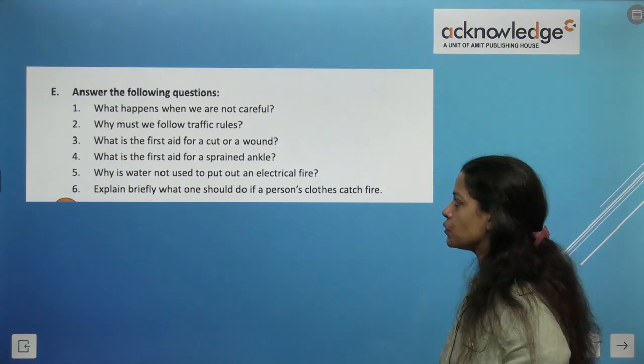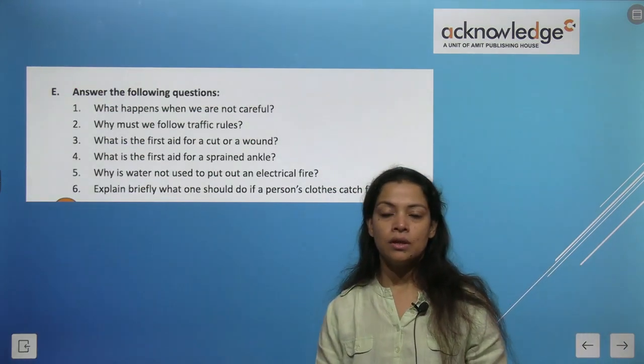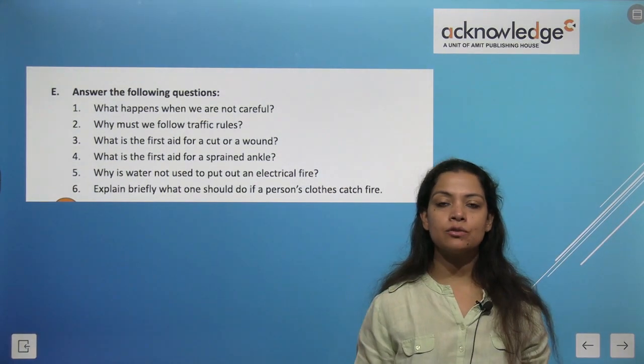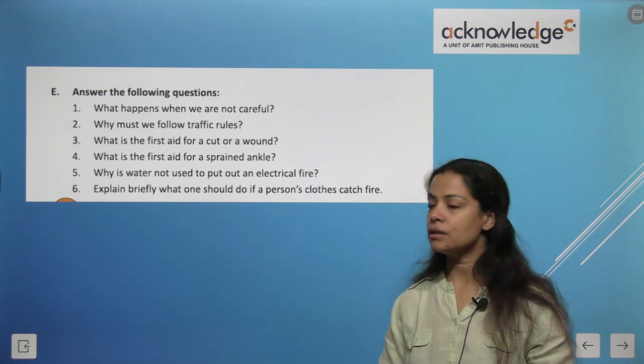Now let's try to answer some questions. What happens when we are not careful? So simply, when we are not careful, accidents happen. So to avoid accidents, one must take proper safety measures.